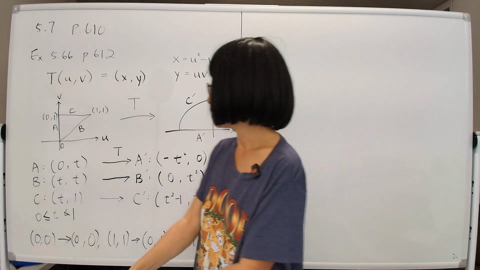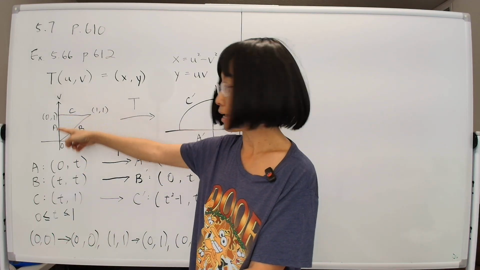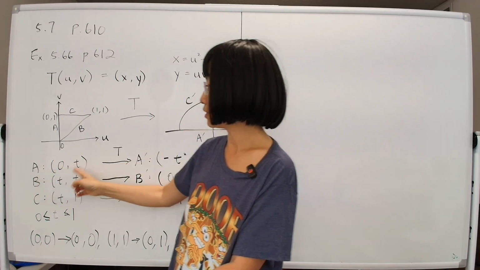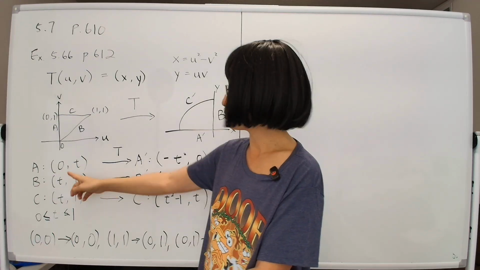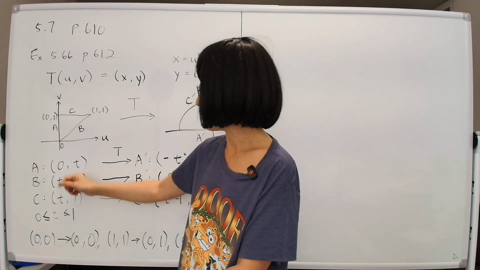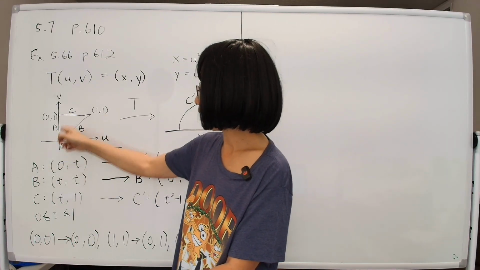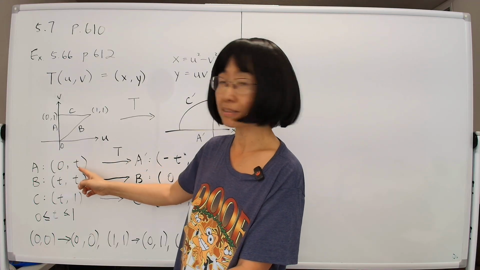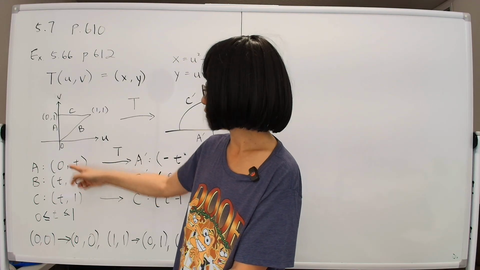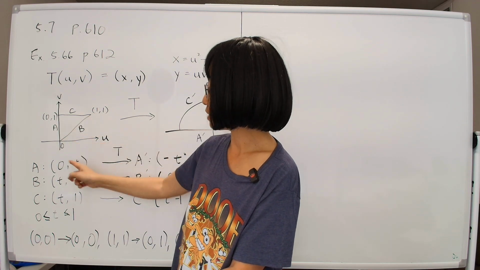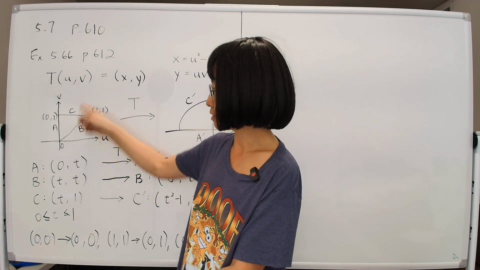Now first let's consider the line A. A just goes from here to here, the vertical line, and we'll represent it parametrically with the parameter t, such that t always goes from 0 to 1. So the line A can be represented as (0, t), where t goes from 0 to 1. The x coordinate is always 0, and the y coordinate goes from 0 to 1.